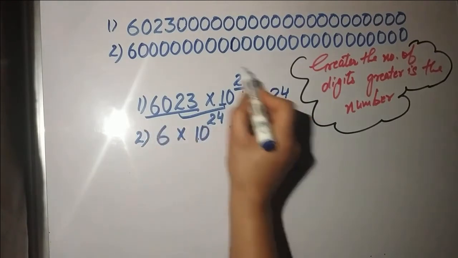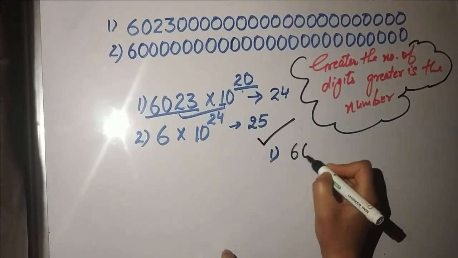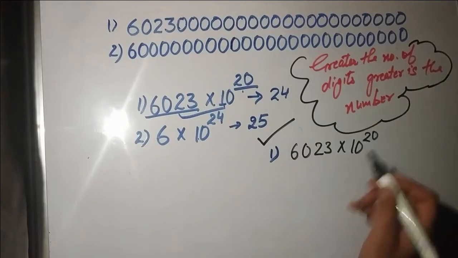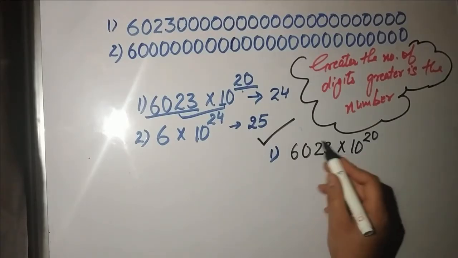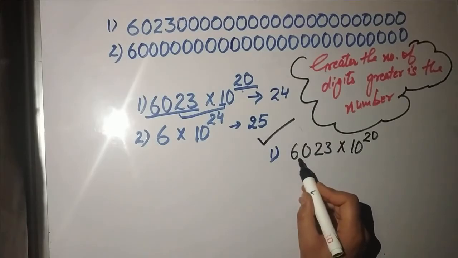Now, one more thing. I'm just gonna play with this number. Okay? Play means I'm just wanna do something with this number. Just stay focused. 6023 into 10 raised to power 20. Okay? It's a 4 digit number. I'm going to make it a 1 digit number. Okay? How come? I'm going to make it a 1 digit number.